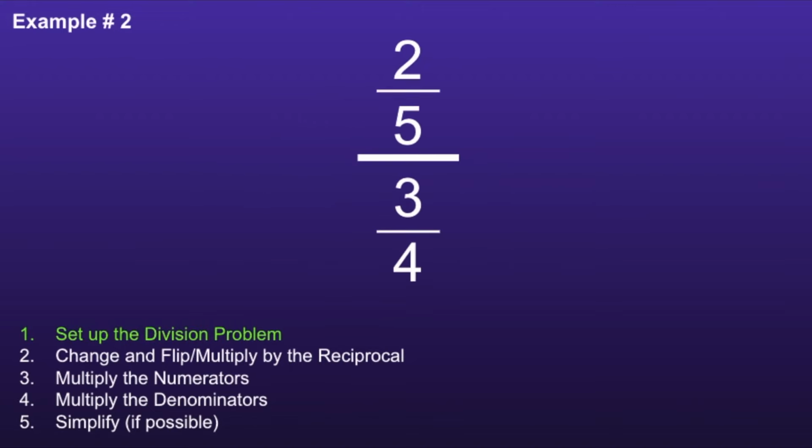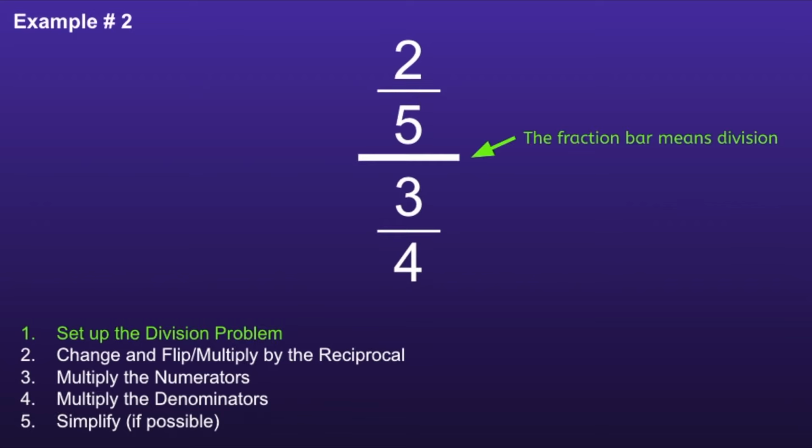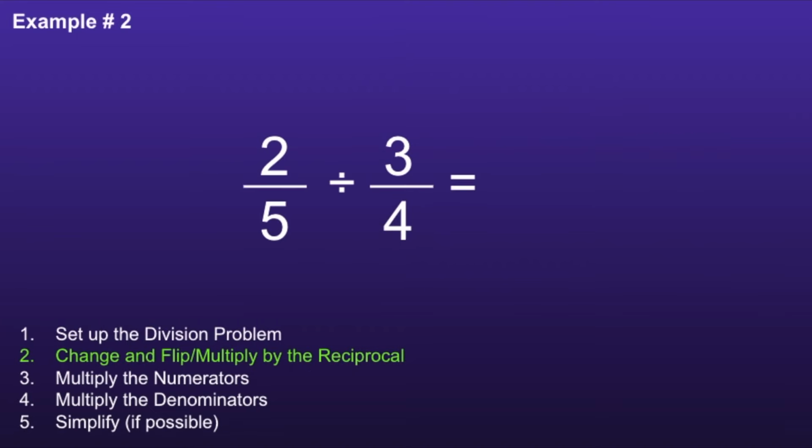Example number 2. 2/5 over 3/4. Step 1 is to set up the division problem. We know it's going to be a division problem because the fraction bar means division. So we can set this up as 2/5 divided by 3/4.